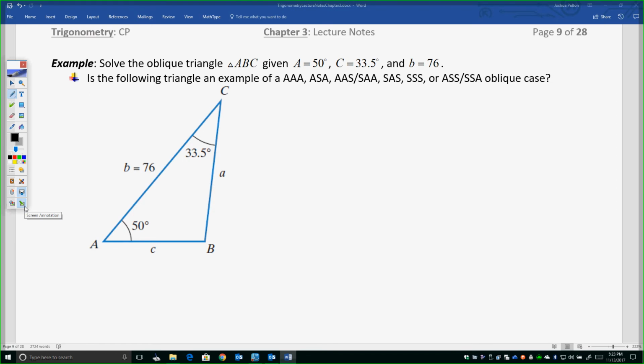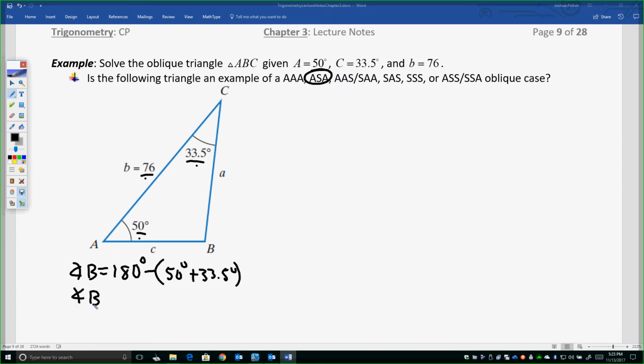Alright, so next one's here. We have an angle, a side, and an angle, which is the same both ways, no matter which way you read it. So that's this case. Again, we have one angle missing. So if we do the math here, angle B is 180 minus the 50 plus 33.5. So angle B is in fact 96.5 degrees.